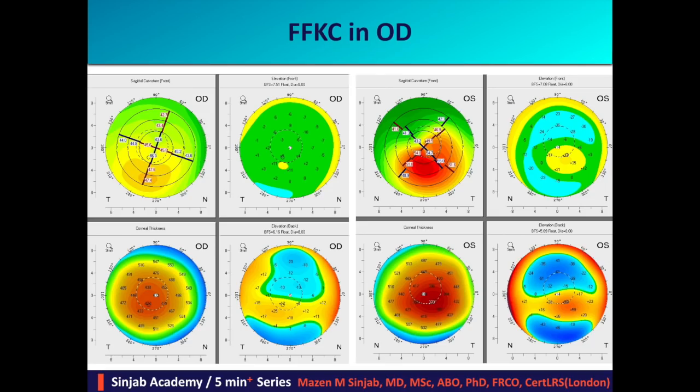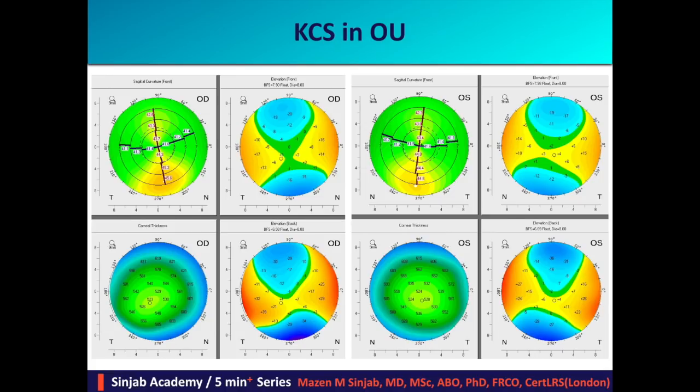Now, this is an example of form frost keratoconus. This patient has form frost keratoconus in the right eye, while he has frank keratoconus in the left eye. This is a case of keratoconus suspect. The anterior curvature map shows an abnormality in both eyes, while the posterior elevation maps do not show any abnormality. So in both eyes, there is keratoconus suspect.